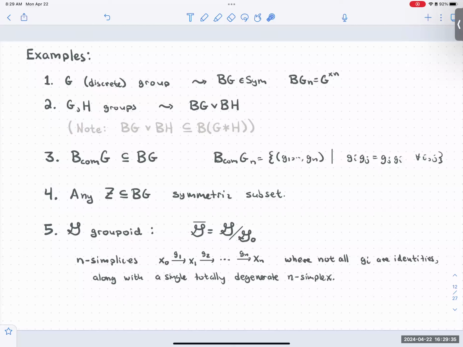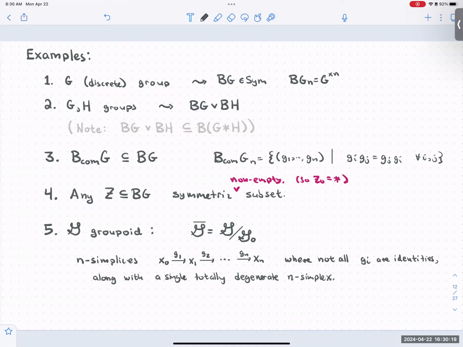And actually, these two examples are both symmetric subsets of some BG. Any symmetric subset of a BG is automatically going to have this spininess property. Still, maybe I should add non-empty, because I do want Z0 to be a point as well. That's a pretty big class.